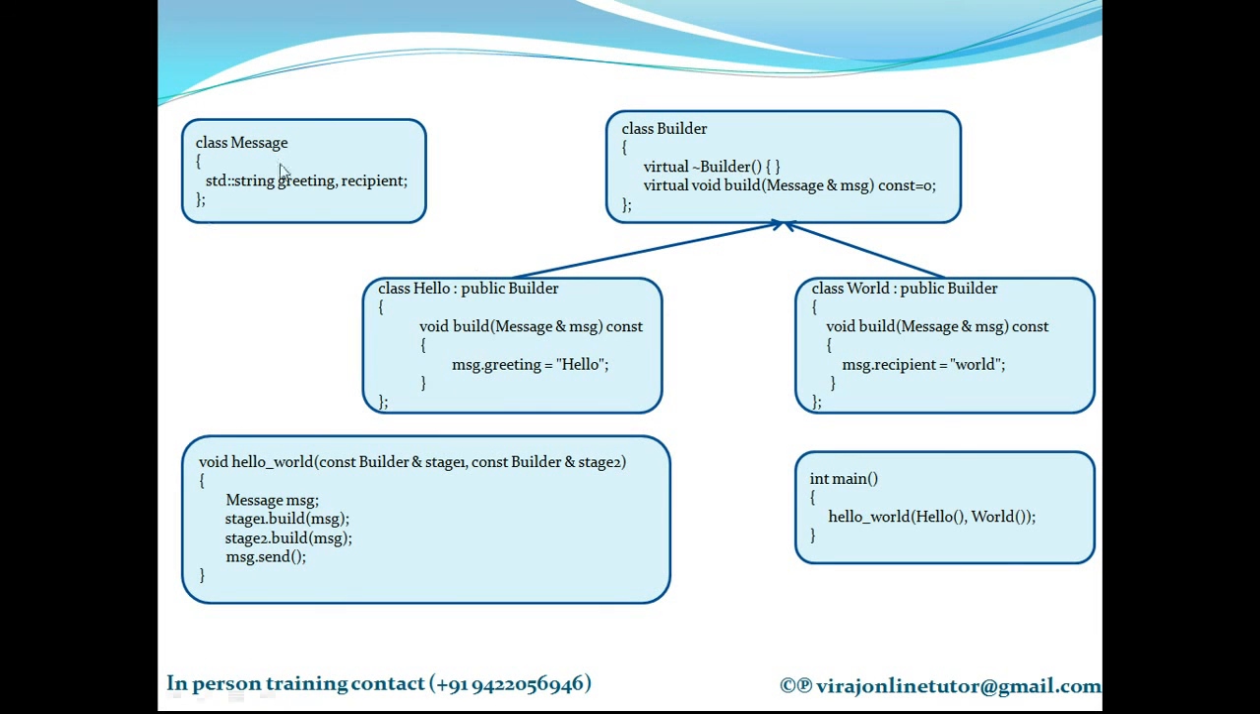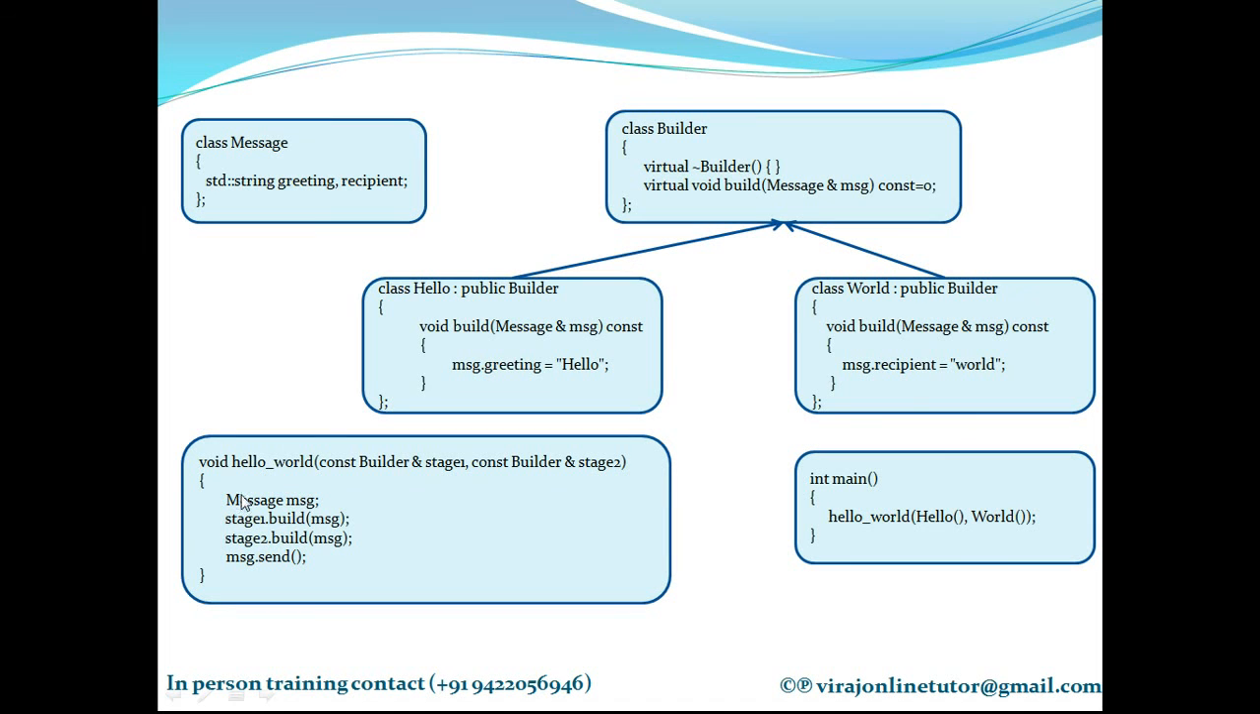So I have a hello class which will set the greeting component of this message with a value hello, and I have a world class which will set the recipient component of this message with a value world. So hello class will create greeting component, world class will create recipient component. So I am creating an object message in small steps. Step 1 will create its greeting component, step 2 will create its recipient component.